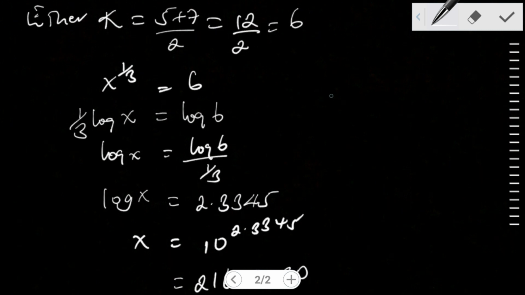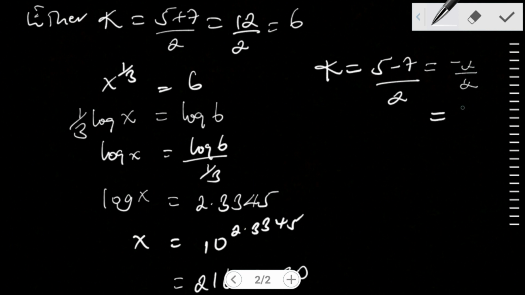If we have, for example, another value of k, that k equals 5 minus 7 all over 2 in this case. Now, the next thing that we are going to do here, we're going to have 5 minus 7, this is negative 2 all over 2. And so if you divide this, you're going to get -1.